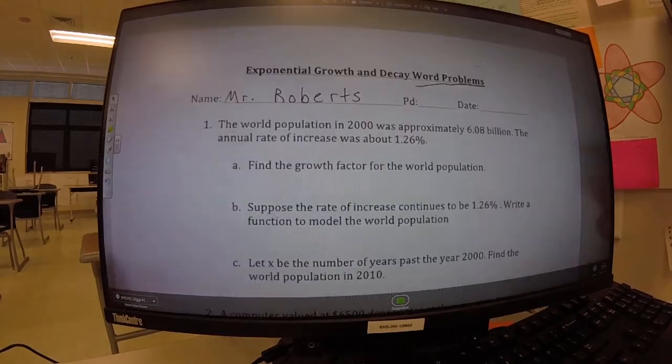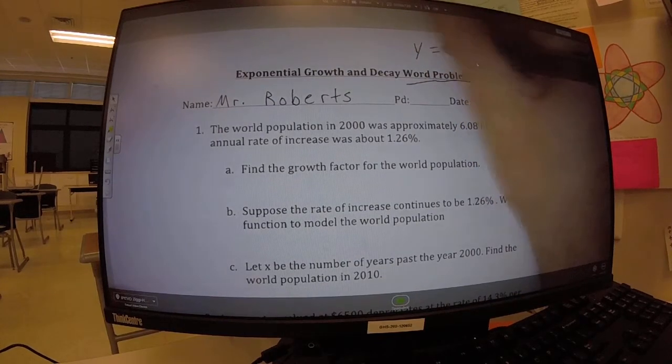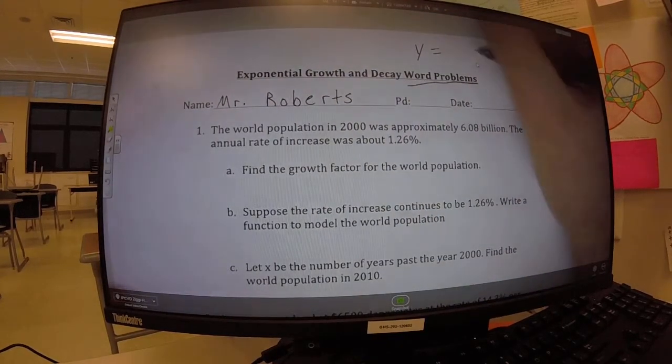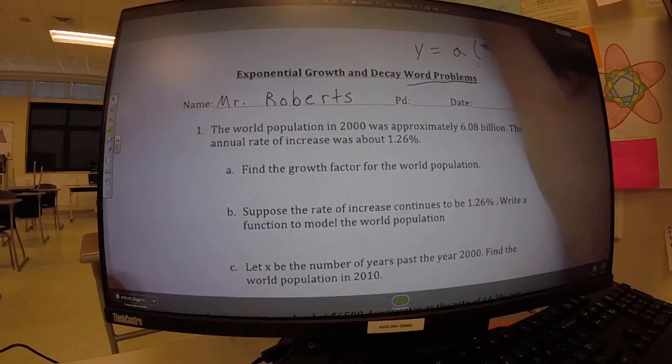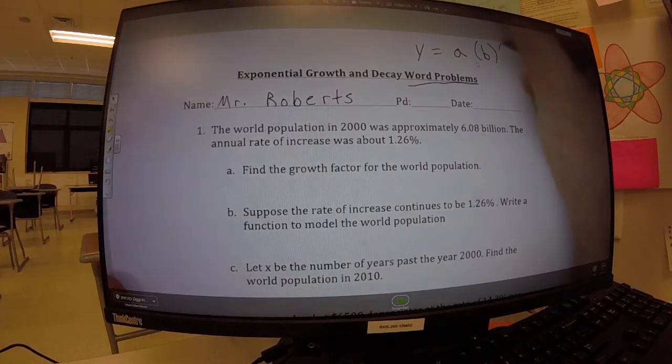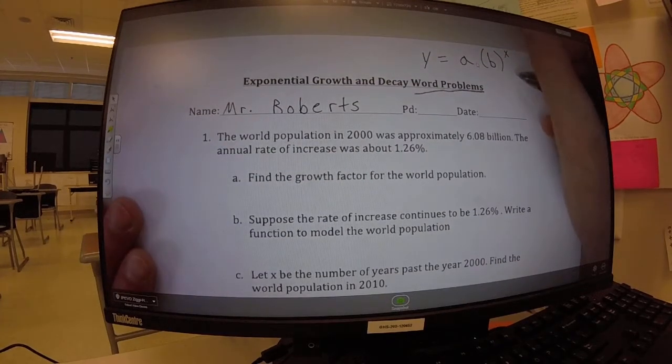Now, if you go back and remember the beginning of the chapter, we learned that for most exponential equations, they come in the form y equals a times b raised to the x power. Okay? You guys remember that, hopefully? And not only do we have that equation, but we also know what these variables stand for. Okay? We've got a, we've got b, we've got x, and we've got y.